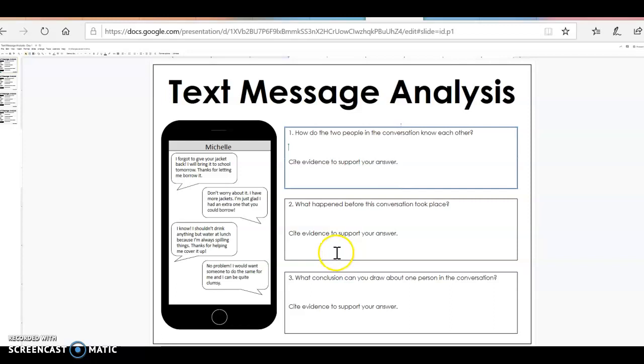Good morning. Today's assignment is text message analysis. Now, I'm sure almost all, if not all of you, text quite often. So today we're going to read some text messages, made up ones anyway, and we're going to analyze them.